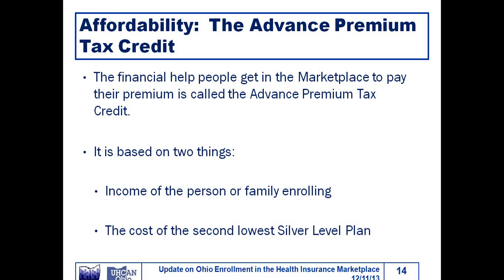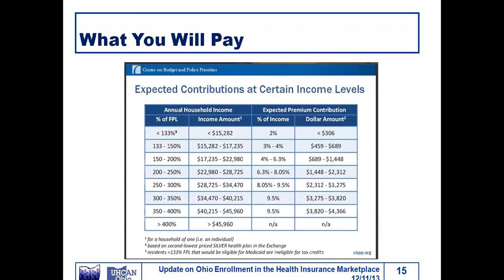One, the income of the person or family enrolling. So you're going to get a tax credit based on what your income is. And it's also tied to the cost of the second lowest silver plan. And if you've never heard this before, I've probably lost you, but I promise you by the time we're done, you'll understand this.